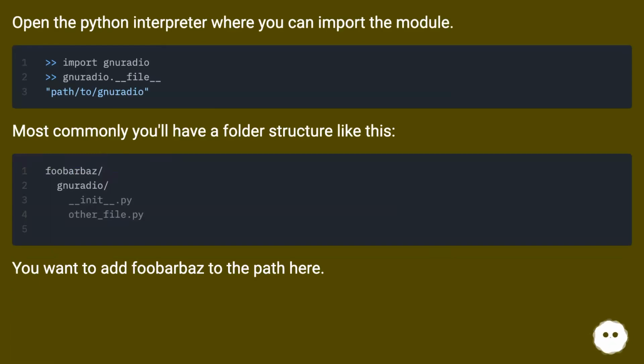Open the Python interpreter where you can import the module. Most commonly you'll have a folder structure like this. You want to add foo_barbaz to the path here.